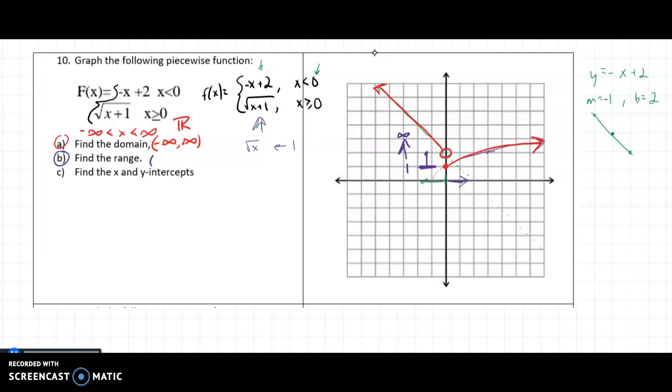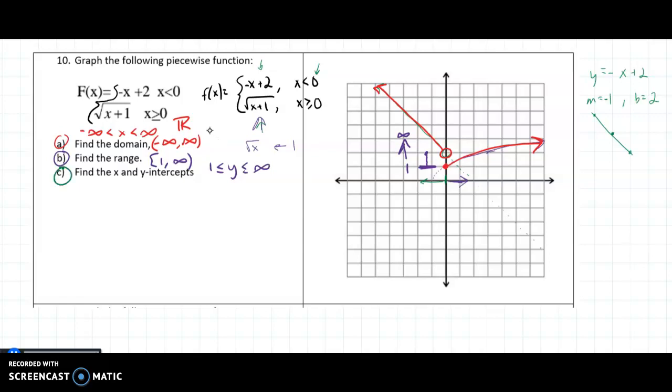So I'm going to write, oops, it's not a parenthesis, and can you see why? It's a bracket with a 1 and then an infinity like that. The reason why it's a bracket is because it includes that y value of 1, and then it goes up to infinity. Remember, we always list the smaller one first and then the bigger one. Another way to write this would be 1 less than or equal to y less than infinity. So those would be the two answers for B.